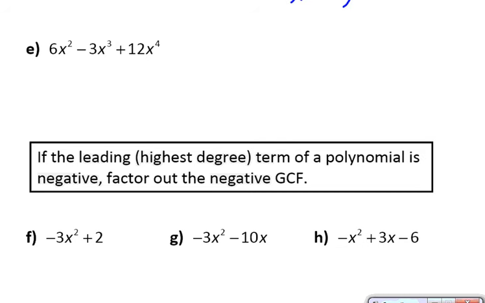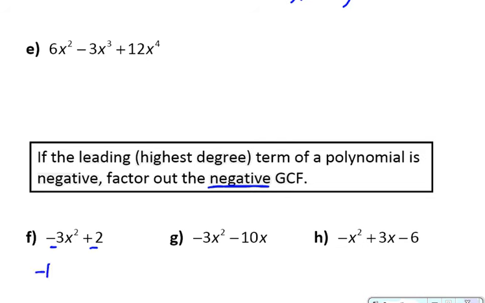If the leading term, which is the highest degree term of a polynomial, is negative, you're going to factor out the negative of the GCF. It's just easier as we get into more complicated factoring if our first number is positive. So here I have a negative 3x squared. So when I look for this, I'll look for a number that goes into both of these. Nothing goes into both. There's no variable in both.